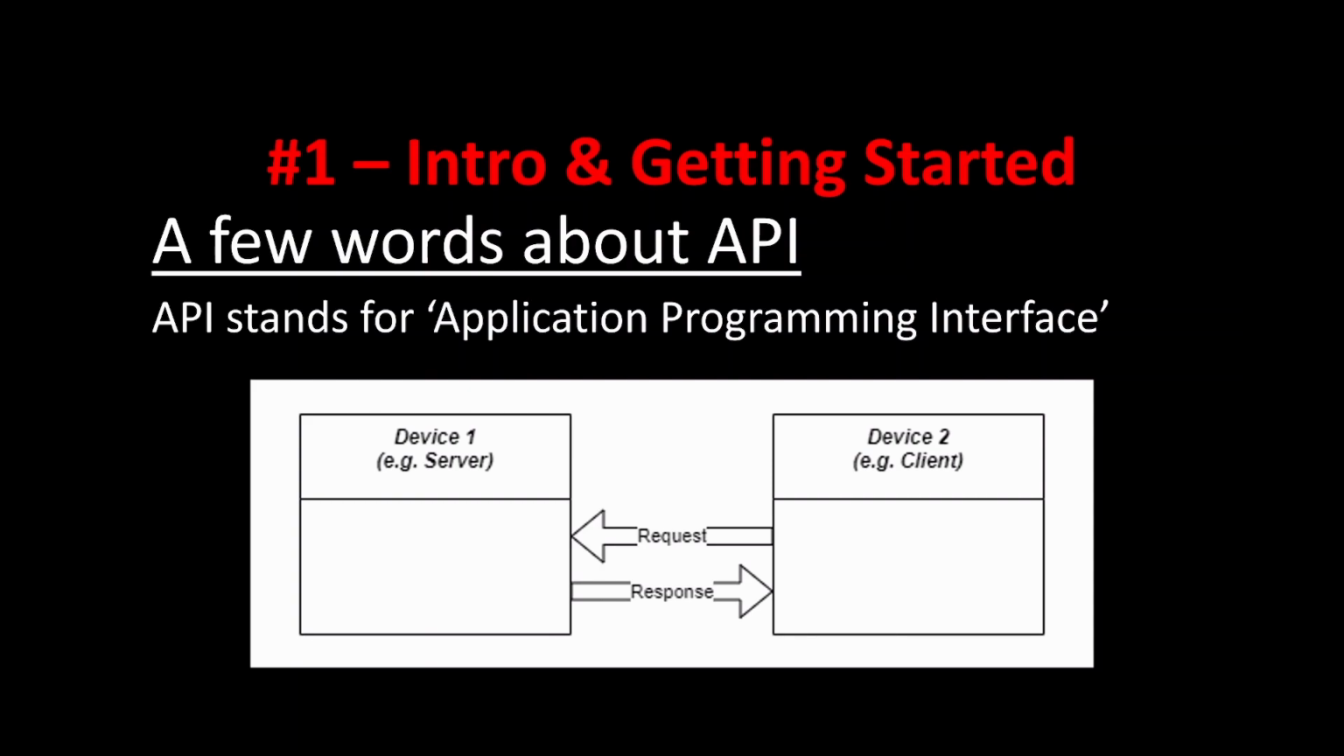In fact, request and response are the terms used by APIs. So in this example here, we've got a request being sent from device 2, which might be the client, to the server, and a response being returned from the server or device 1 back to the client. Now the request can be in a number of different formats, but for example, it could be give me a list of cities. So the request will go through to the server saying give me a list of cities, and the response will be a list of cities.